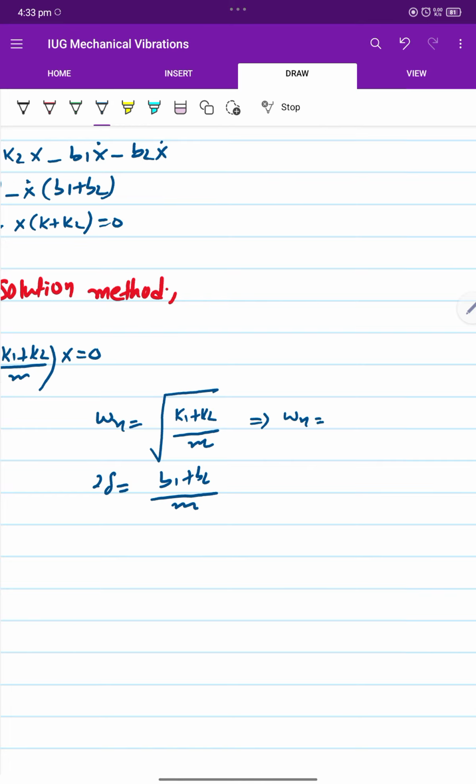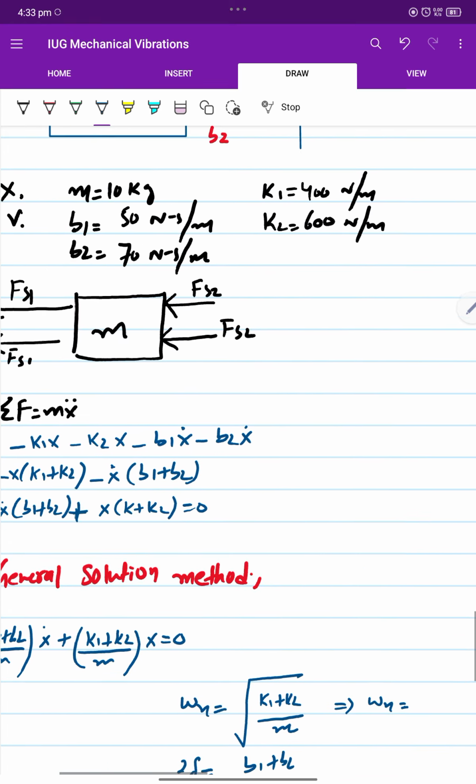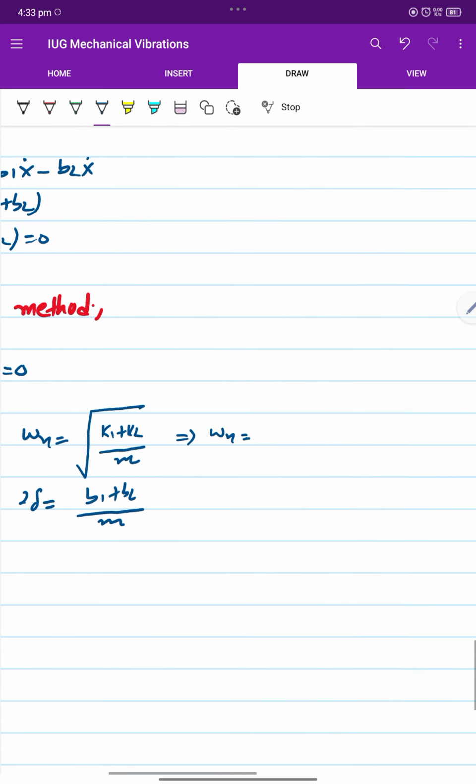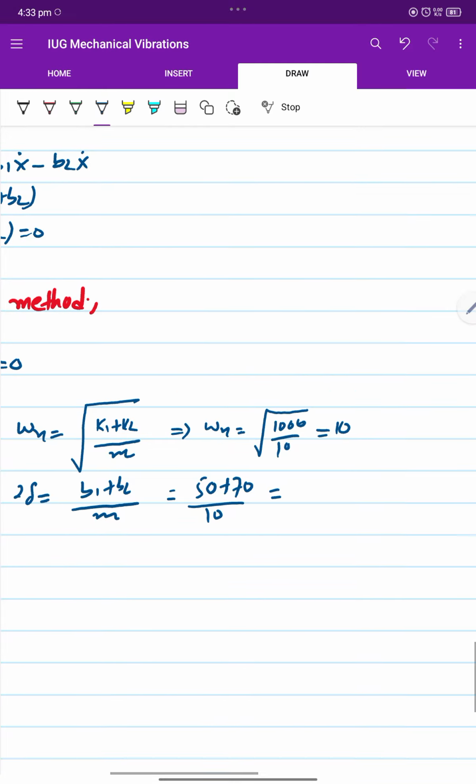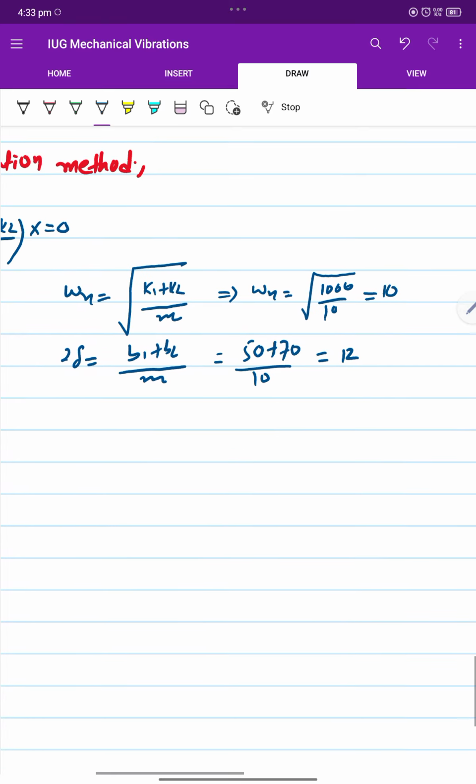It becomes omega n squared equals (k1 plus k2) over m, that's 400 plus 600, so it becomes 1000 divided by the mass 10 kilograms, it becomes 100, and the square root of 100 is 10, so 10 is the natural frequency in our case. And here it becomes 50 plus 70, divided by 10, and 50 plus 70 is 120. 120 divided by 10 is 12, so 2 into the damping coefficient equals 12, and the damping coefficient will be equal to 6. So these are our values, and we'll put them aside so that we can use them later.